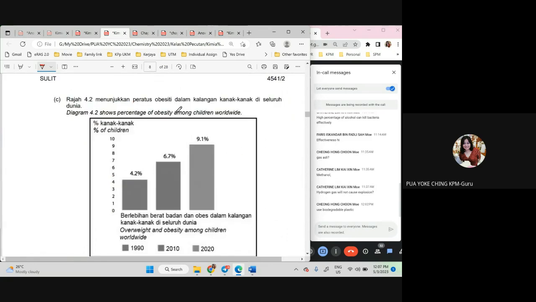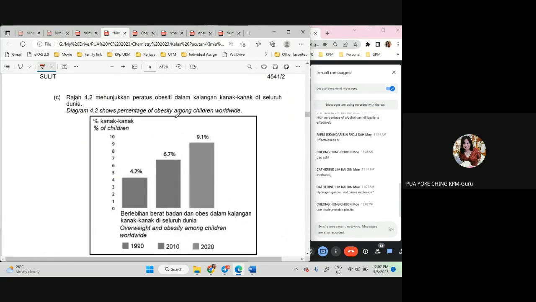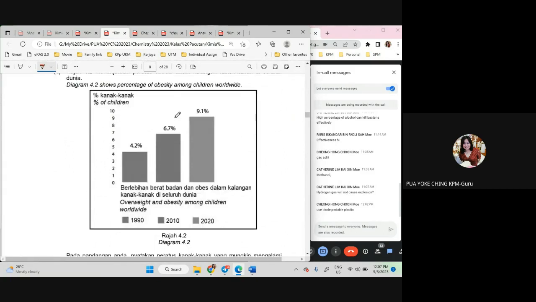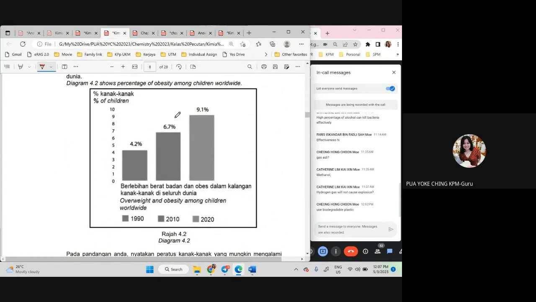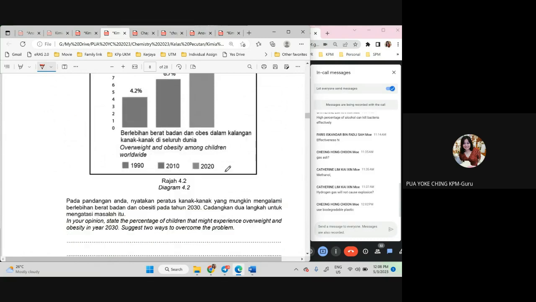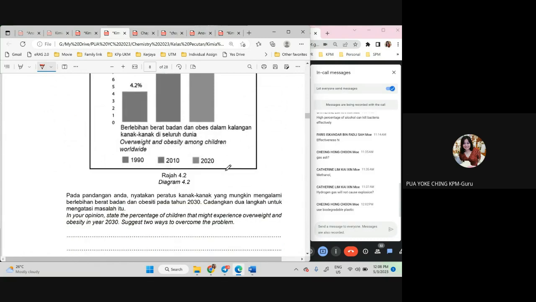Okay, so kalau soalan ni is this one. Ini ialah obesity. Dia dah kata, diagram 4.2 shows percentage of obesity among children worldwide. Okay, ada 4.2 pada 1990, 2010 6.1, 2020 is 9.1. Pada pendapat anda, nyatakan peratus yang mungkin mengalami berlebihan berat. Cadangkan 2 langkah. So this is not chemistry.